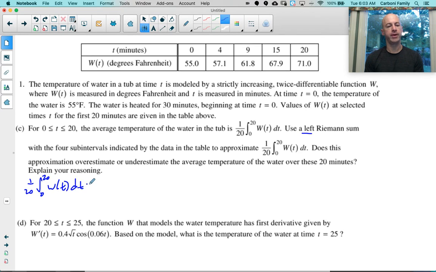Now remember, the Riemann sum does not deal with 1/20th. It only approximates the integral part of this setup. And so the Riemann sum means we're finding the areas of rectangles. The table has inconsistent changes in t.